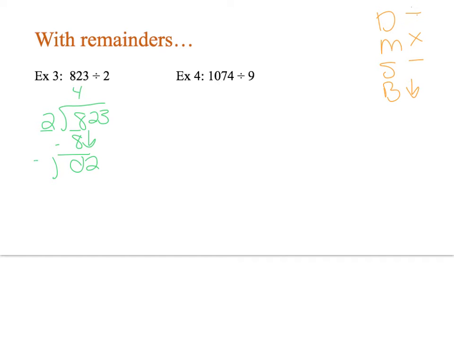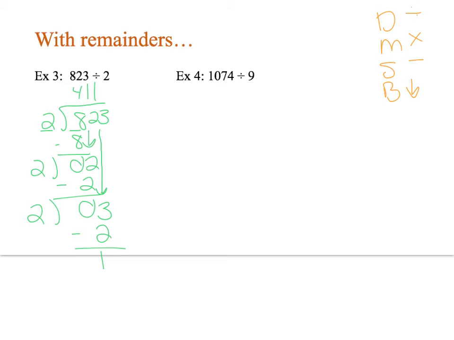2 into 2 fits in exactly 1 time. Step 2, multiply. 1 times 2 is 2. Step 3, subtract. 2 minus 2 is 0. Then we bring down. We do have another digit to bring down, so bring that 3 down. Start over. Divide. 2 into 3. 2 fits into 3 exactly 1 time without going over. 3 minus 2 is 1. And we have no more digits to bring down.